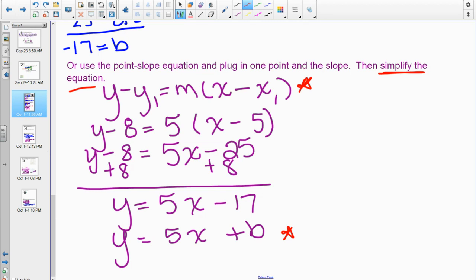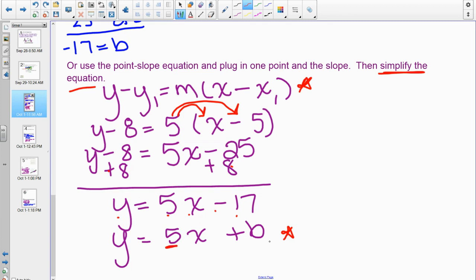We're going to distribute to start with, because we've got to get rid of the parentheses, and dividing by 5 with the y and the 8 would not be helpful. So 5 times x is 5x. 5 times -5 is -25. I want y alone because remember I want to get to y equals mx plus b. So I'm going to add 8 to both sides, and I get y equals 5x minus 17. So again, this is into slope-intercept form.